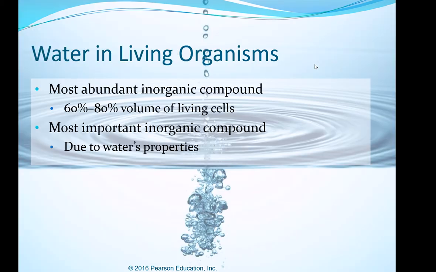So let's talk about water first. Water, of course, is one of our survival needs, and it is by far the most abundant inorganic thing in our bodies. 80% of the volume of our cells is nothing but water. And it's also the most important of our inorganic compounds, because of those special properties that water has, because of its ability to form hydrogen bonds. It makes it an incredibly vital thing for pretty much everything living on our planet, with rare exception.